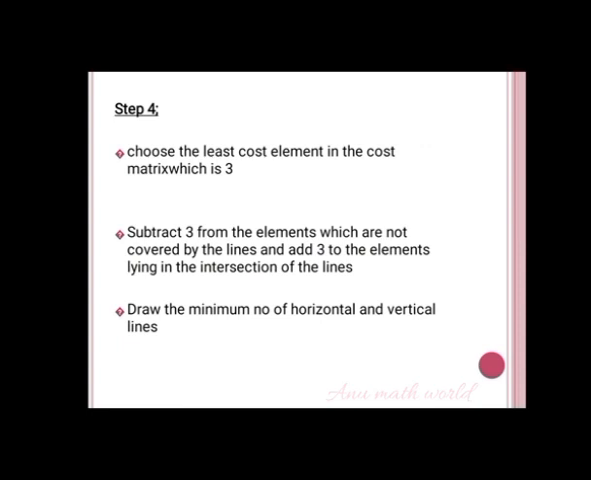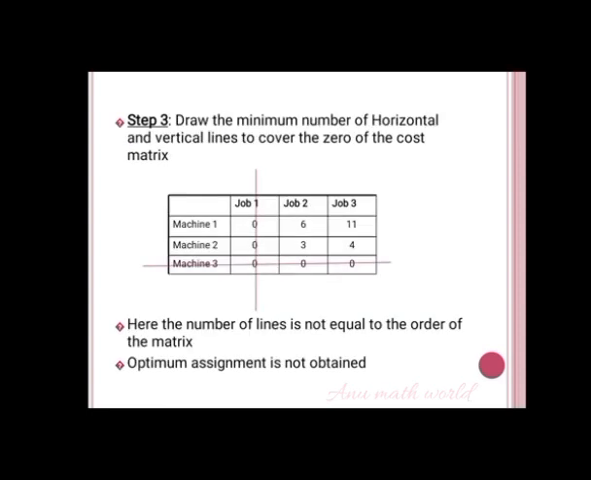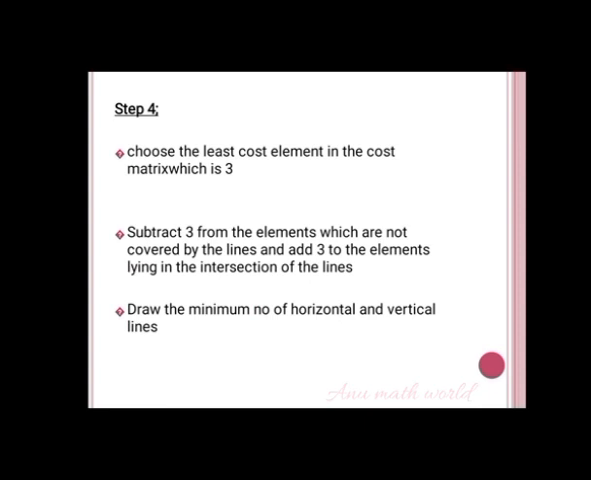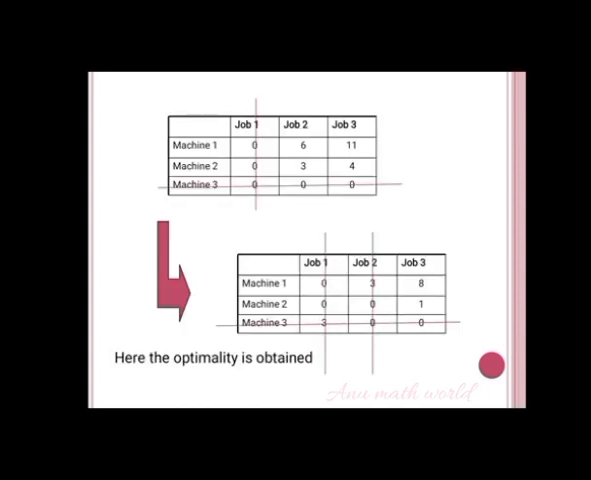Choose the least cost element in the cost matrix, which is 3. Subtract 3 from the elements which are not covered by the lines and add 3 to the elements lying in the intersection of the lines. Then again we draw the minimum number of horizontal and vertical lines. Here 3 is the minimum value, so subtract 3 from the elements not covered by the lines, and at the intersection we add 3. The remaining parts keep the same values in the table. The result is 0, 3, 8; 0, 0, 1; 3, 0, 0.